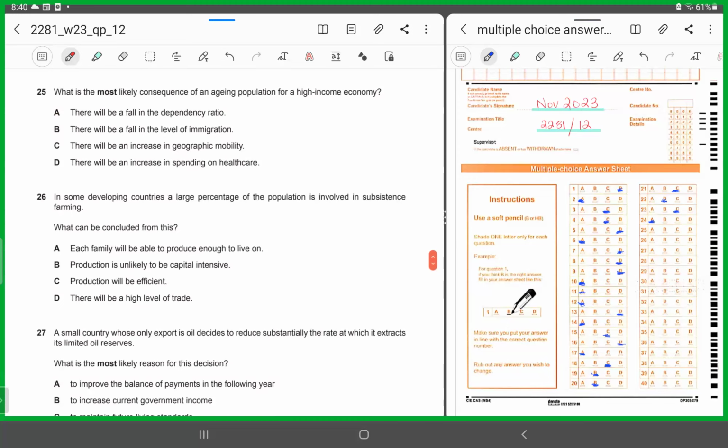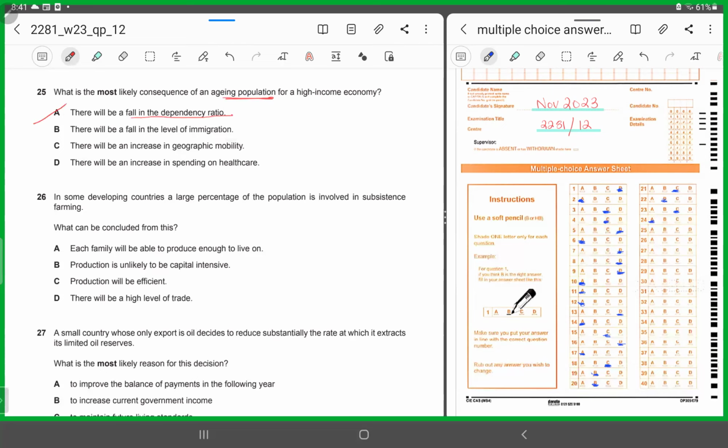25. What is the most likely consequence of an aging population for a high income economy? What is the consequence if your population is aging? Yes, the dependency ratio increases and there's a burden on healthcare, right? Now just saying what is the most likely consequence? There will be a fall in the dependency ratios. No, there has to be an increase in the dependency ratios because the population is aging. So it's negating, you chop it off.